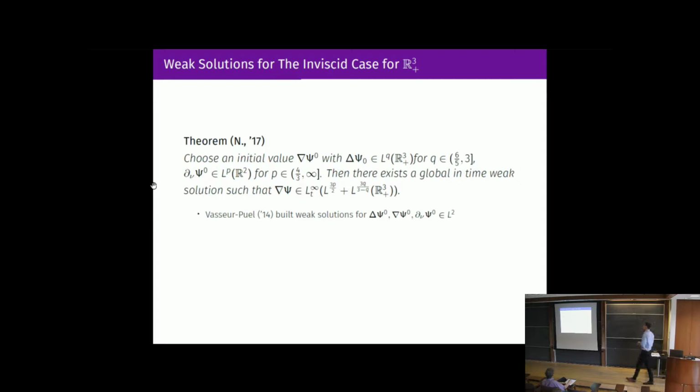All right, so Vasseur and Marjolaine Puel had already built weak solutions for this system in the case when the initial data belongs to L2.